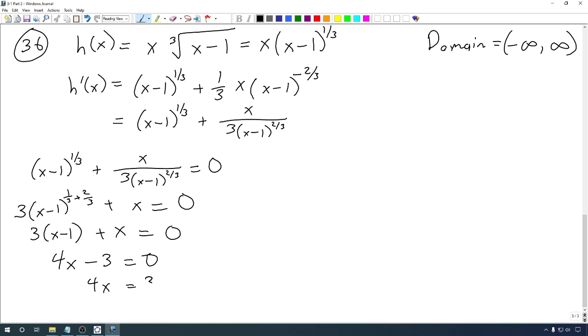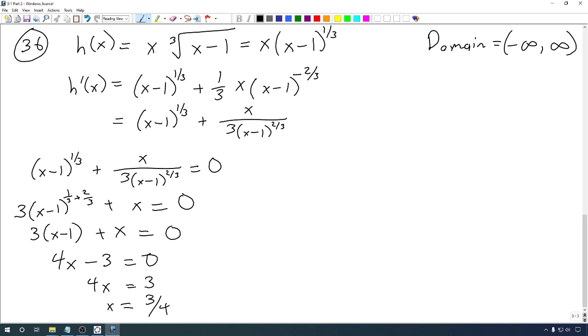Or in other words, 4x equals 3, or x equals 3/4. So that means 3/4 is going to be a critical point of our function. What about the other side? What about where the derivative does not exist?